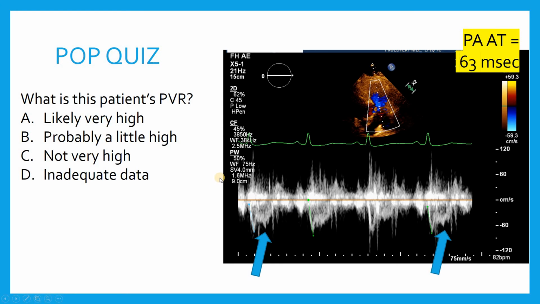All right, so let's take an example here. What is this patient's pulmonary vascular resistance? Likely very high, probably a little high, not very high, or there's inadequate data.